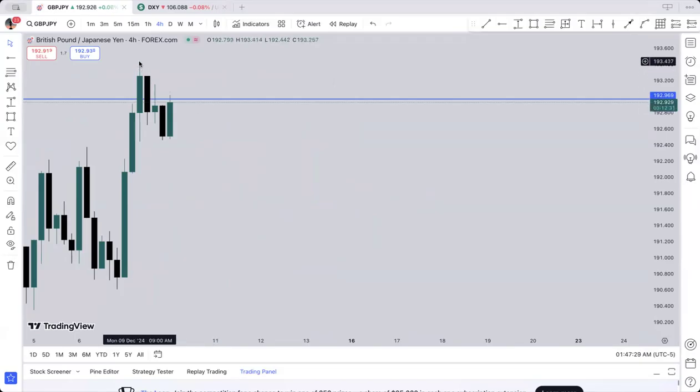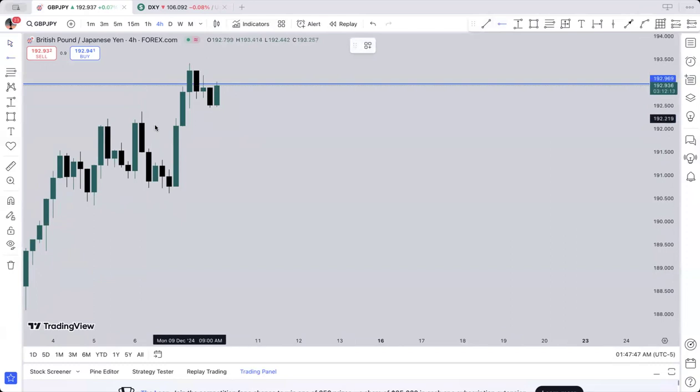From this high to this low, price has not actually made a significant displacement. But from this high to this low, it has made a subordinate displacement compared to the parent displacement, right?